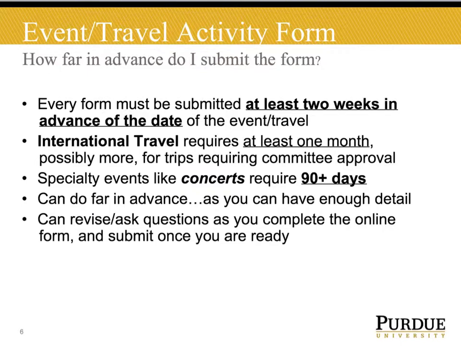When you're ready to submit an event or travel activity form, you need to consider the date of your event. Every form must be submitted at least 2 weeks in advance of the date of the event, but it can be submitted much further in advance as long as you have enough detail for the event to be reviewed and approved. International travel can require at least a month, and some trips that require committee approval can take longer. Specialty events, like a concert, require 90 days or more, and you should review the information in the SAO Campus Life page for concerts.